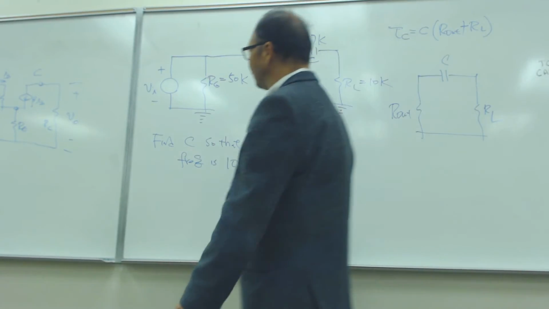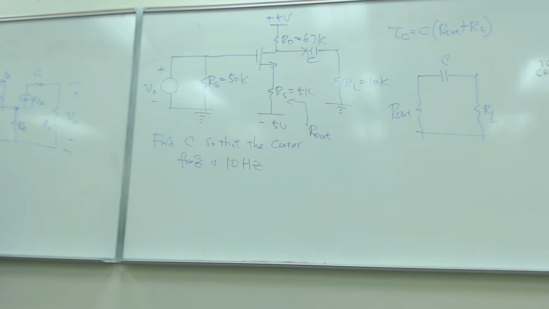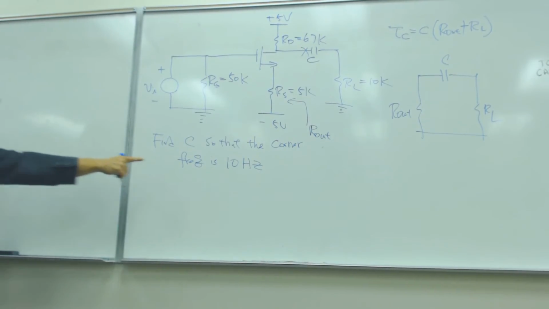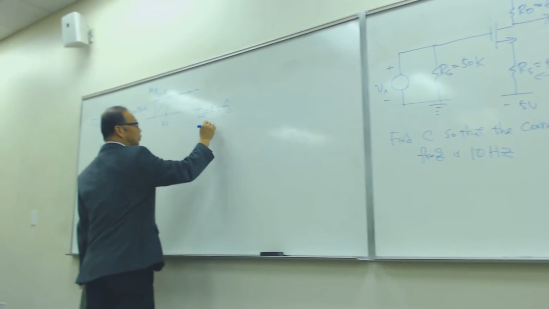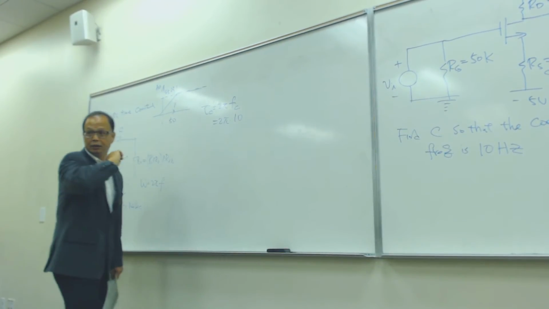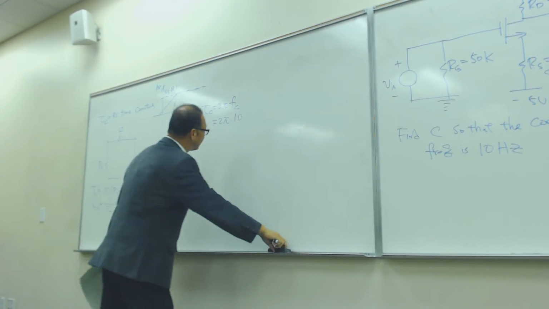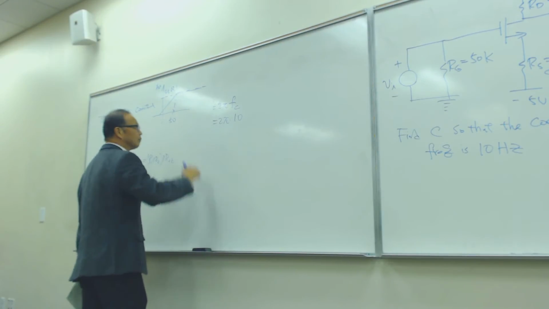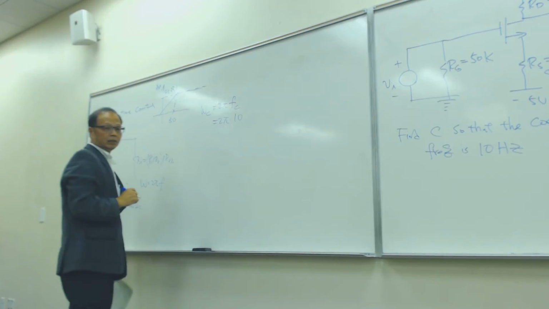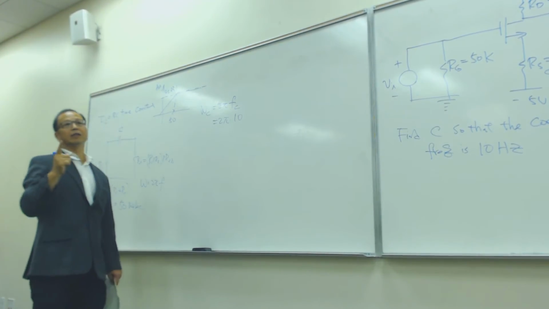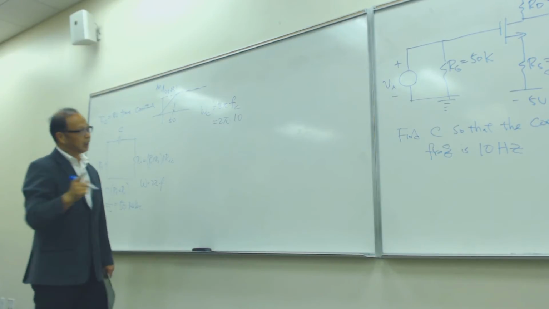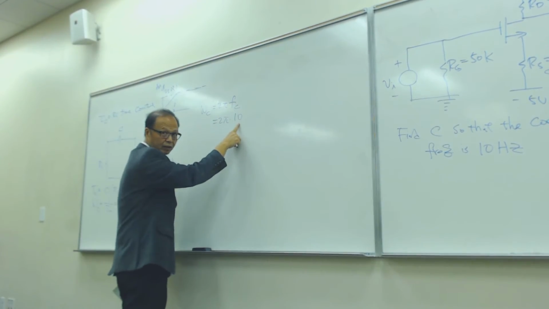And what is tau sub C? According to the information we have, tau sub C is equal to 2 pi f sub C, and f sub C is 10. I'm sorry, no, I'm not doing this right. Omega C, which is the corner frequency in radians per second, is equal to 2 pi f C, and f C is given as 10 Hertz.